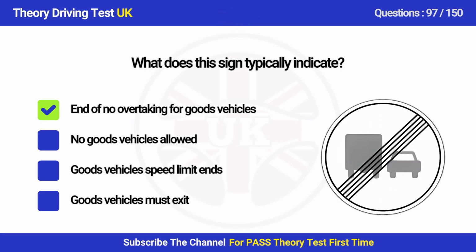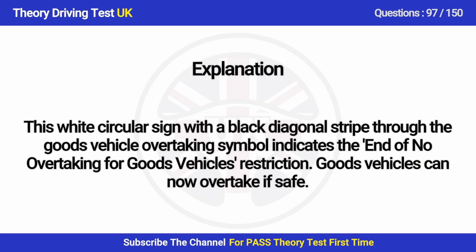Answer is A. End of no overtaking for goods vehicles. This white circular sign with a black diagonal stripe through the goods vehicle overtaking symbol indicates the end of the no overtaking for goods vehicles restriction. Goods vehicles can now overtake if safe.